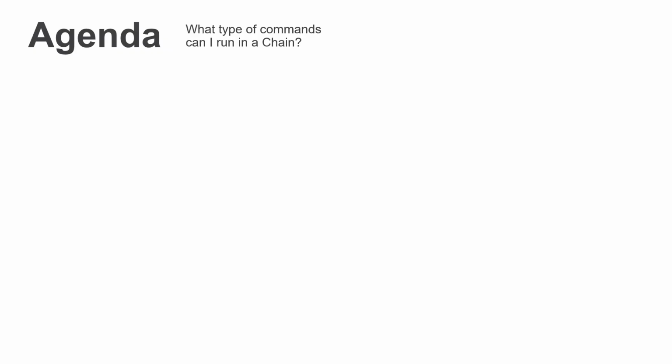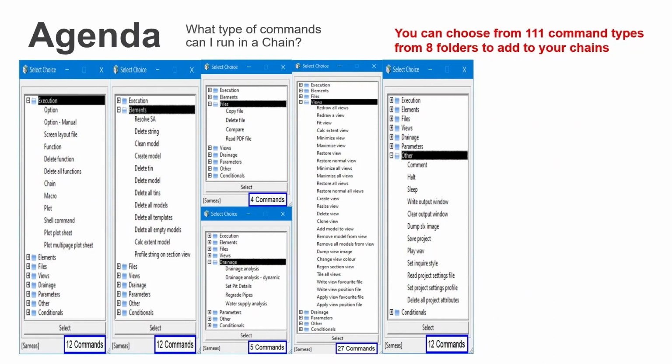What type of commands can I run in a chain? I'll just bring up the first four slides there, 4 columns that outline some of the different commands that you can run in a chain. So they sit in different folders, and in total, and this is with version 15 included, there's a couple of new ones. You have 111 different commands that you can run, and they're all specified in the 8 separate folders.